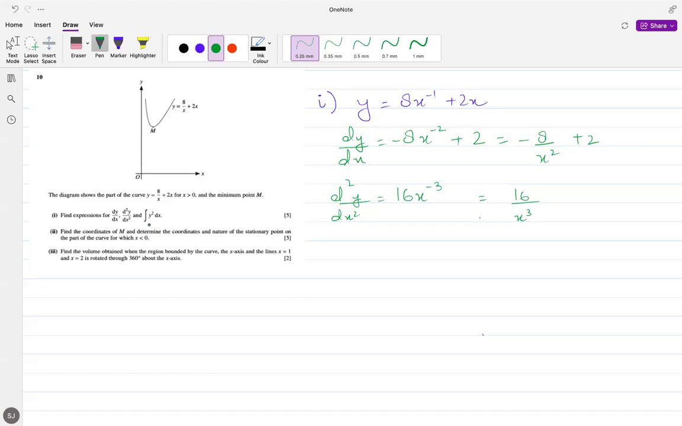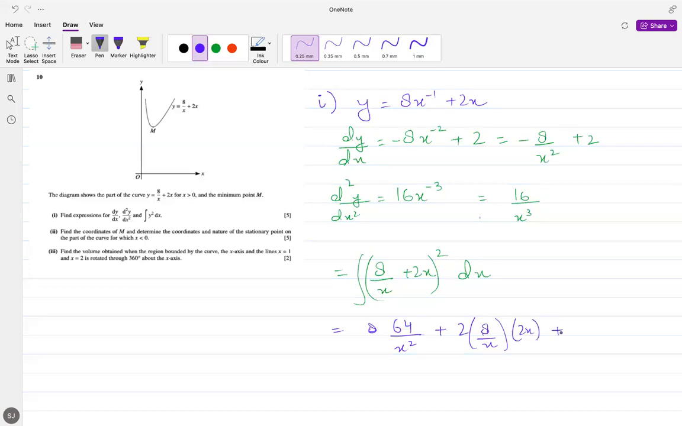And in the third part, we have to integrate y whole squared. So integrating y squared, first of all, we'll write it as the integral of 8 upon x plus 2x whole squared. Before integrating, we'll expand this expression. So this will become 64 upon x squared, a squared, plus 2ab, so that will be 8 upon x into 2x, and then plus b squared, so that will be 2x whole squared.